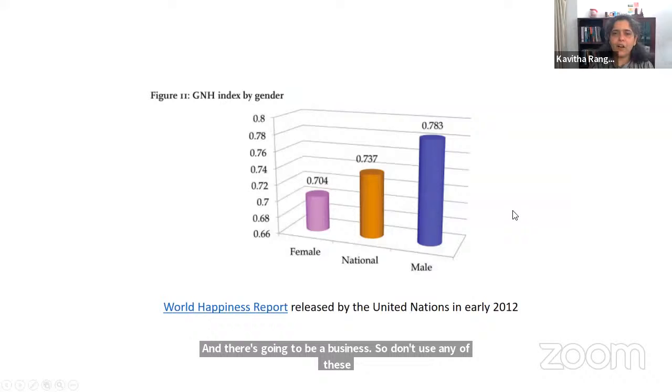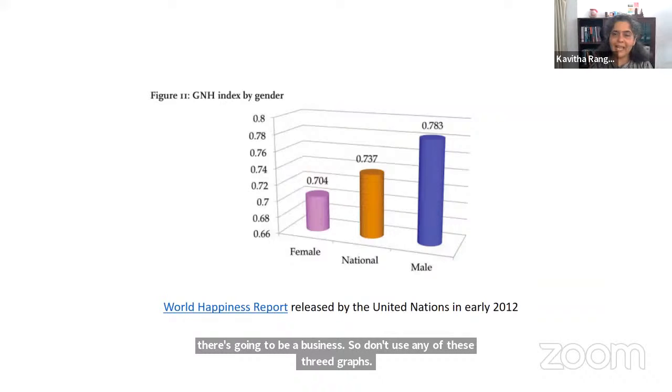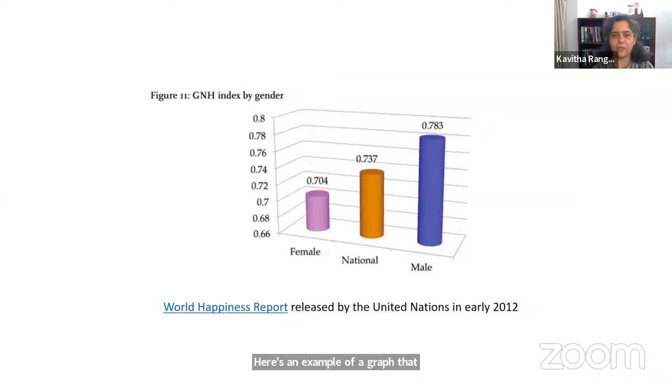Here's an example of a graph that has both the aspects we've talked about. This was from the World Happiness Report, brought out by the United Nations. If you look at this very quickly, you might assume that males are actually twice as happy as females. So you can straight away see the problem in this graph. Well, males are, we definitely know, I hope they're not twice as happy as females.